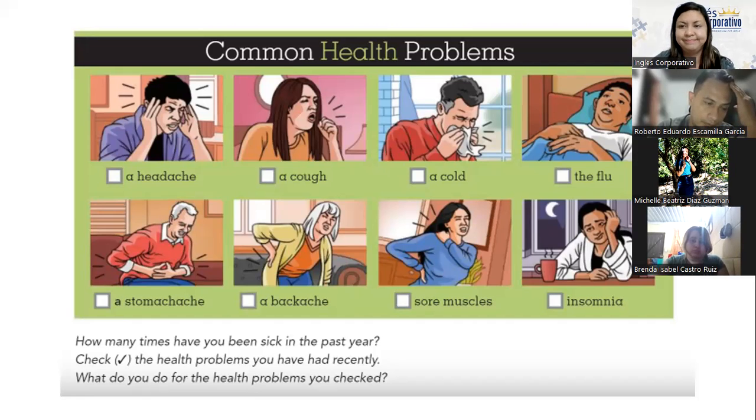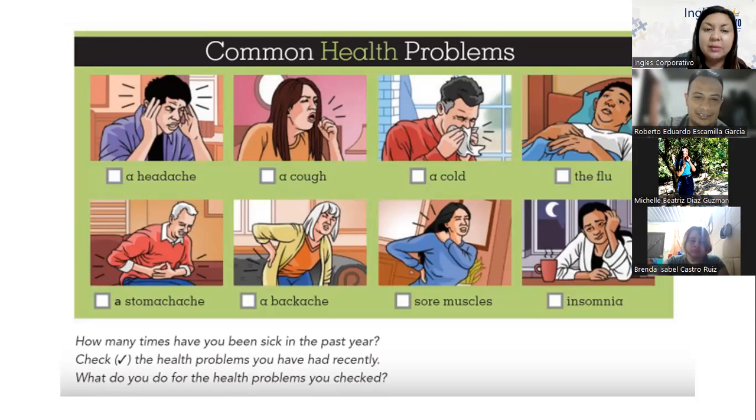Vomit, nausea, sore throat. A sore throat, exactly. Your throat, garganta inflamada, sore throat. Hangover. Okay, hangover. After drinking a lot of beers, the next day you have a hangover. You know the vocabulary. So those are other very common health problems.